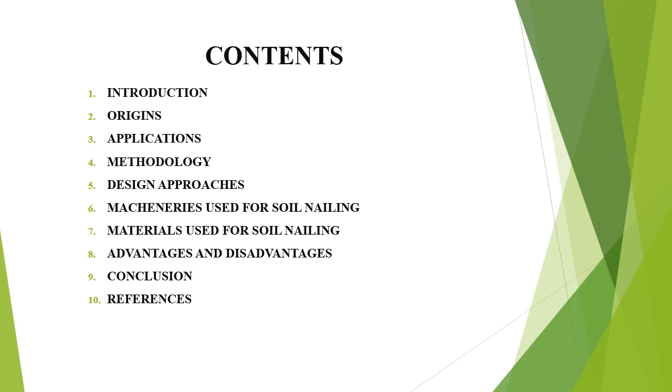Now let's move to the content parts and it goes like this. First one is introduction, second one is origins, third one is applications, fourth one is methodology, fifth one is design approaches, sixth one is masonry used for soil nailing, seventh one is material used for soil nailing, eighth one is advantage and disadvantage, ninth one is conclusion, and last one is references.